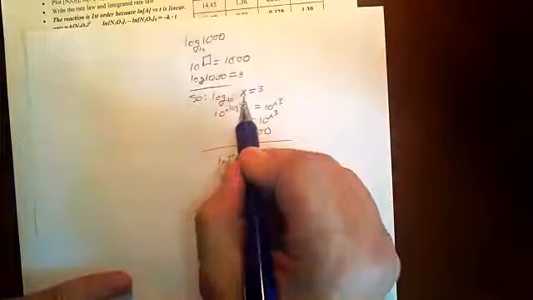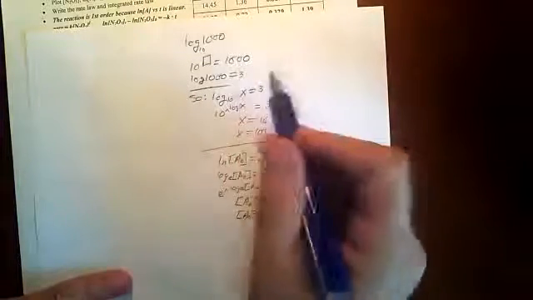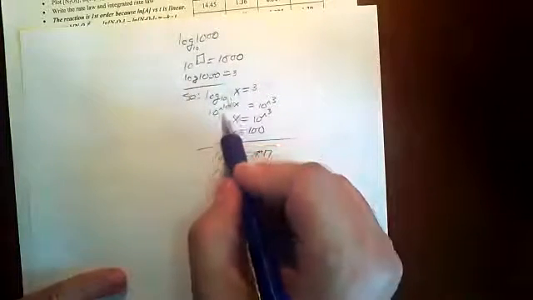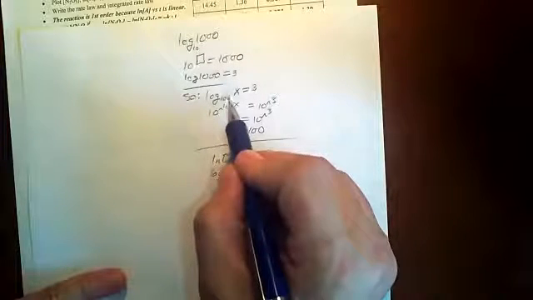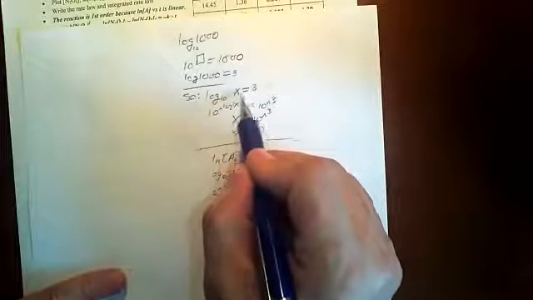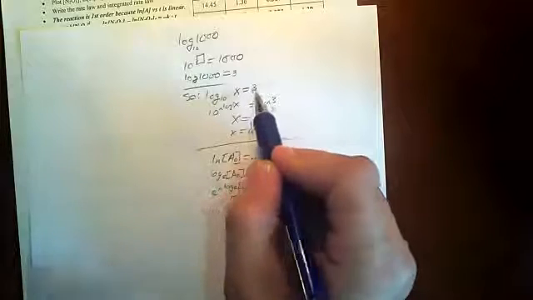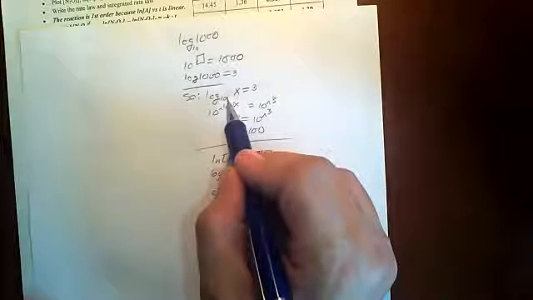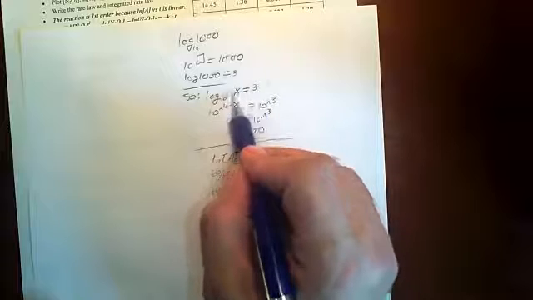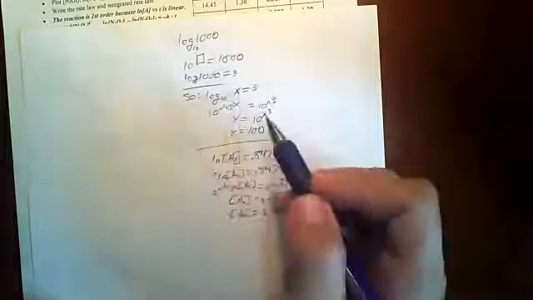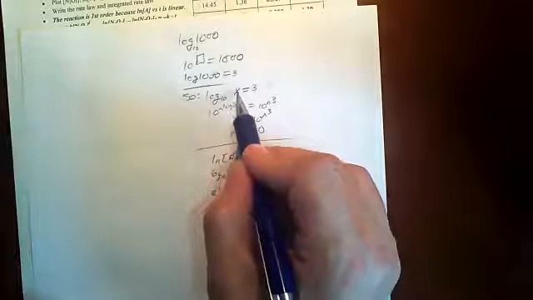So log base 10 of x is 3, we'll say. And of course, we know it's 1,000, don't we? But what we're saying is 10 to some power. Remember, that's what log means. 10 to what power will get me x? And the answer is 3. So I know that if I stick 10 with a power of 3, I get x.